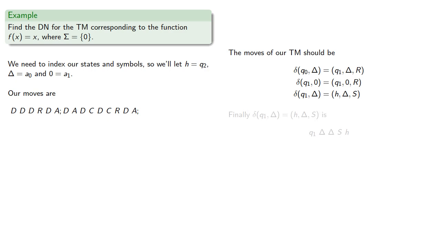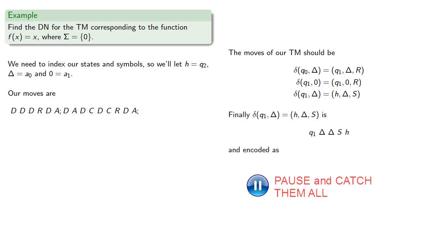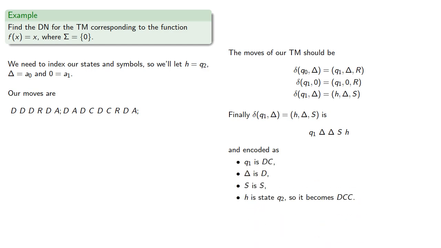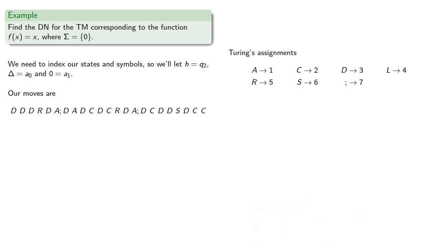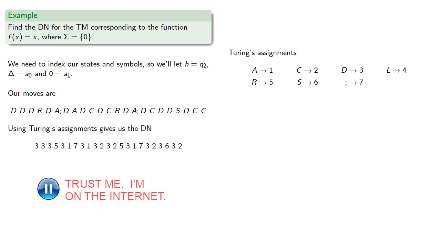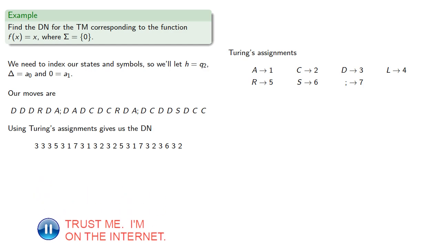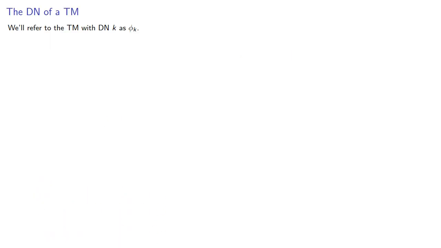And our final state, which will be encoded as, and so using Turing's assignments, these letters get converted into the description number. We'll refer to the Turing machine with description number k as phi sub k. And this allows us to define a function whose input is a Turing machine. Let's see where this takes us.